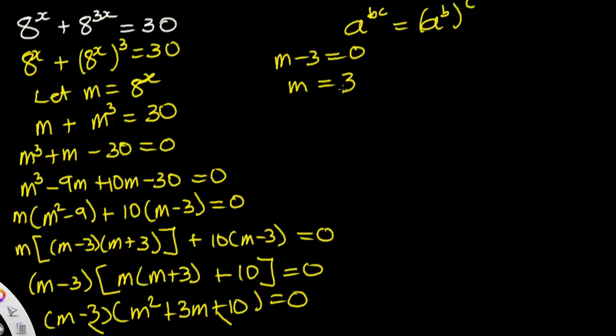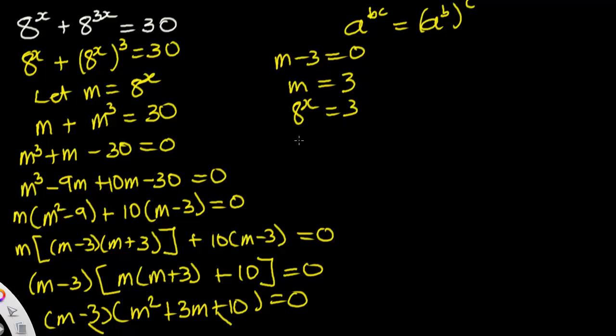So now we have m is equal to 3, but don't forget we let m be equal to 8 exponent x. So in place of m over here, we are going to write 8 exponent x. So we have 8 exponent x is equal to 3. Now from here we are going to apply the natural logarithm of both sides so that we can be able to make x the subject.